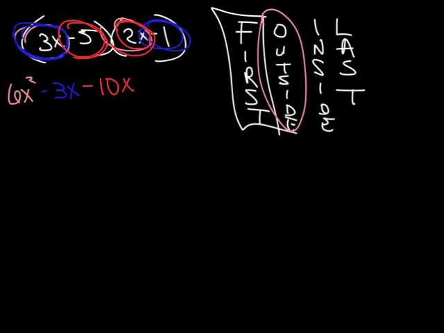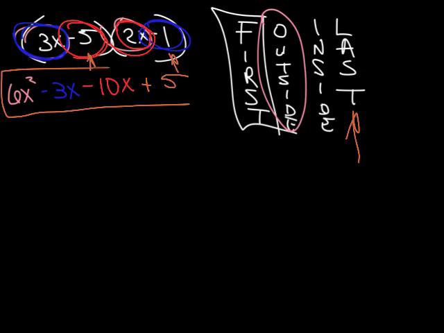And the last thing that we're going to multiply here, see if I can find a good color, let's try kind of an orange. We're going to multiply the last numbers. The last numbers will be the last number in each parenthesis. Negative 5 times negative 1, negative times a negative is a positive, 5 times 1 is 5. And we will always, always, always end up with 4 terms, because we did first, outside, inside, and last. 4 different ones.